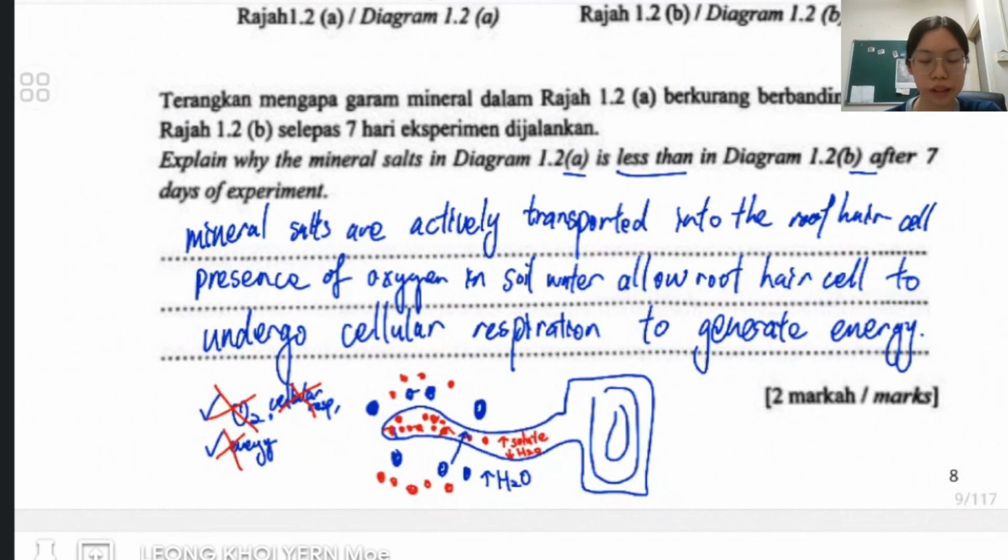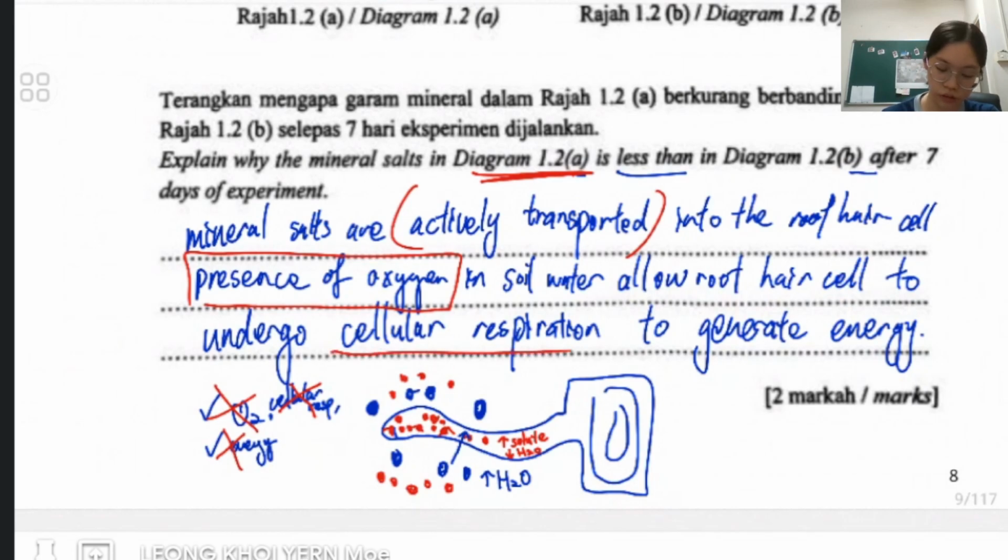When you are explaining it, you focus more on the diagram 1.2a situation where the mineral salts get to be absorbed, which means actively transported to be precise. And then why the presence of oxygen will lead to it: cellular respiration to generate energy.